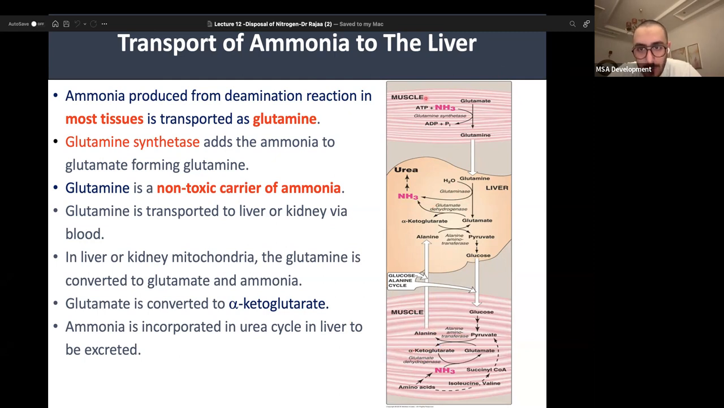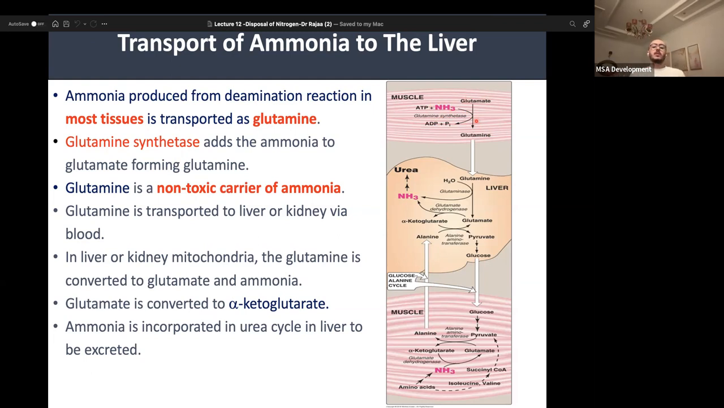Other tissues and muscles, by the way, will transport ammonia through glutamine to the liver. Okay. Glutamine. And here, alanine. How? Glutamine synthetase, which is this enzyme, will take ammonia and give it to glutamate to form glutamine.